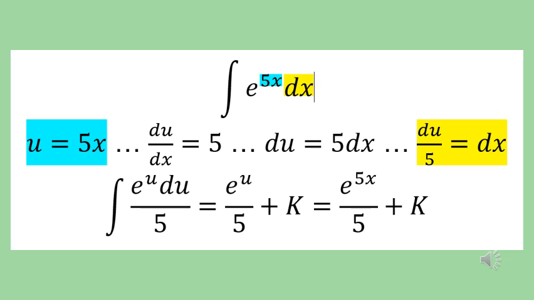I replace the 5x with u. I replace dx with du over 5, and that's why I've got to do the antiderivative of e to the u du over 5. The antiderivative of e to the u is just e to the u, so I get e to the u over 5 plus k. Go back and I've got e to the 5x over 5 plus k for my final answer.